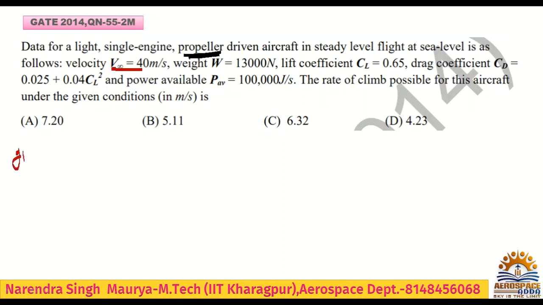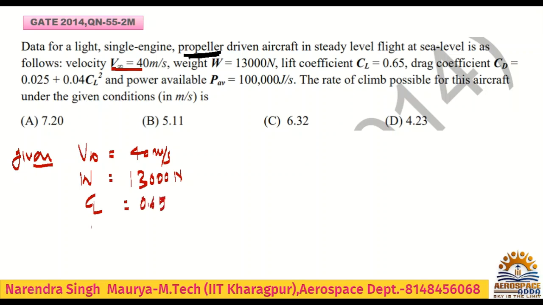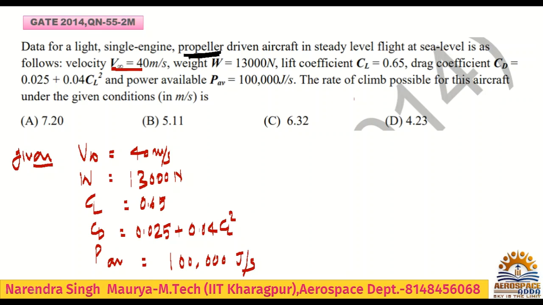V infinity is given, so I will write the given data. V infinity is 40 meter per second. Weight of the aircraft is given, 13,000 Newton. Lift coefficient CL is given as 0.65. Drag coefficient is also given, it is basically the drag polar, 0.025 plus something. And power available is given in Joule per second.